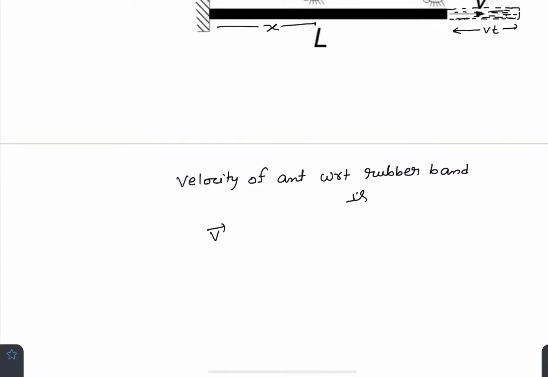So the velocity of the ant with respect to the rubber band is V_AR. V_AR means the velocity of the ant with respect to the rubber band, that is minus u i-cap. The ant is moving towards the negative x-axis.